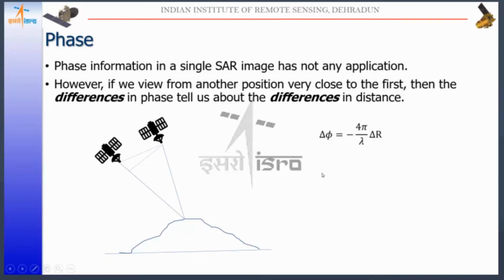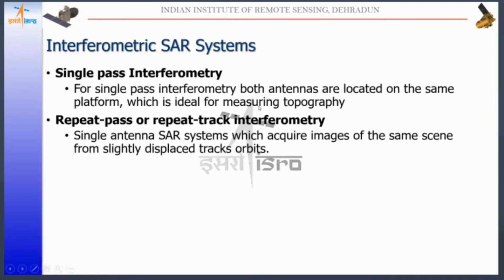So what are the different configurations of the SAR system? We have single pass interferometry and repeat pass, or repeat track, interferometry. For single pass interferometry, both antennas are located on the same platform, which is ideal for measuring topography. Like in our SRTM mission, the shuttle mission, both SAR antennas are on the same platform. So that is called single pass interferometry.